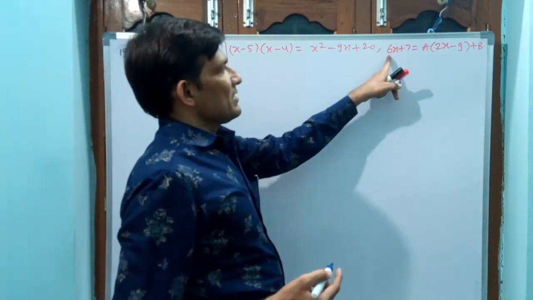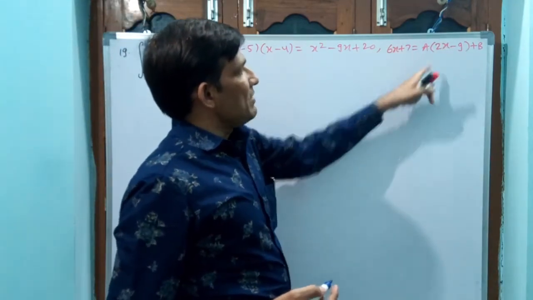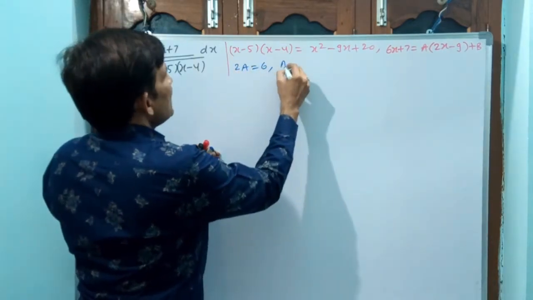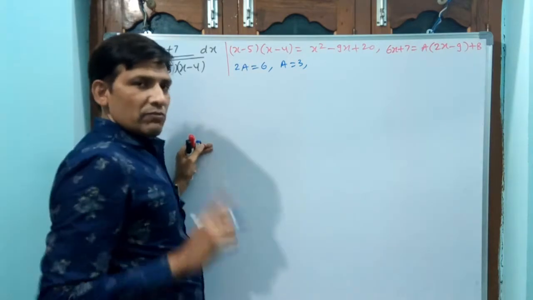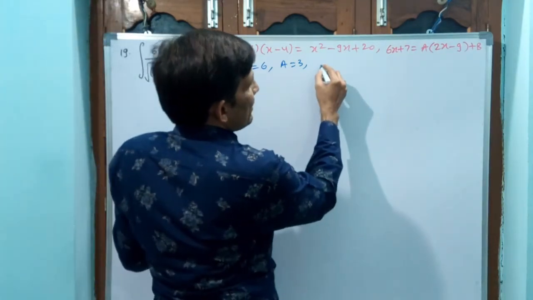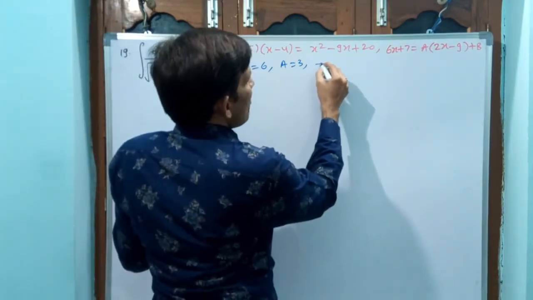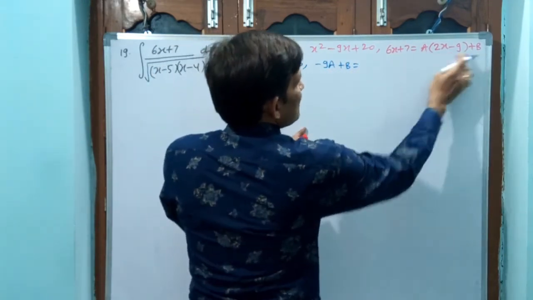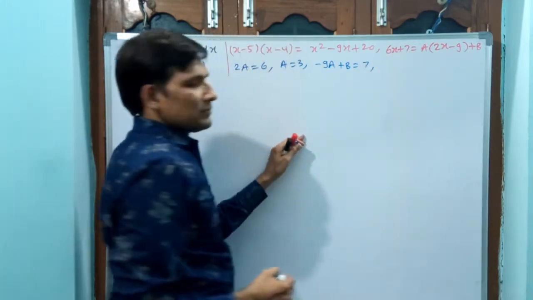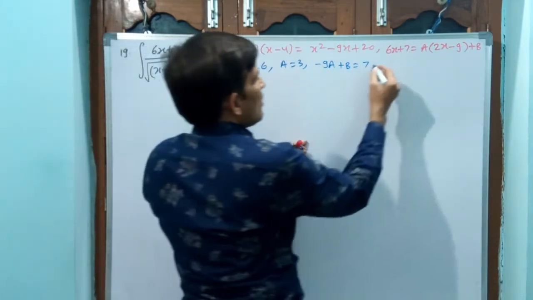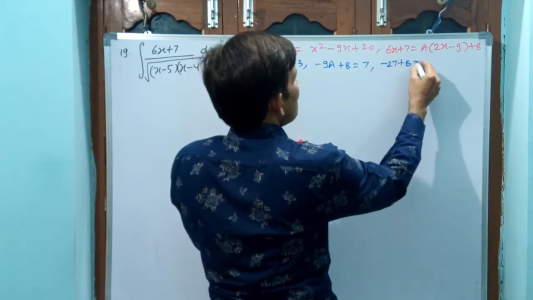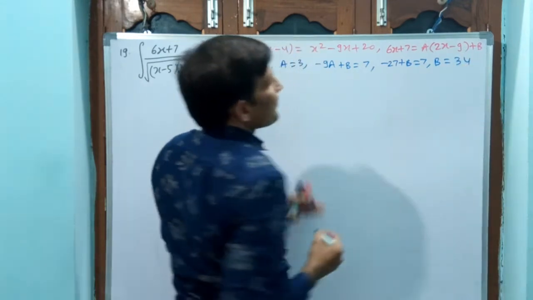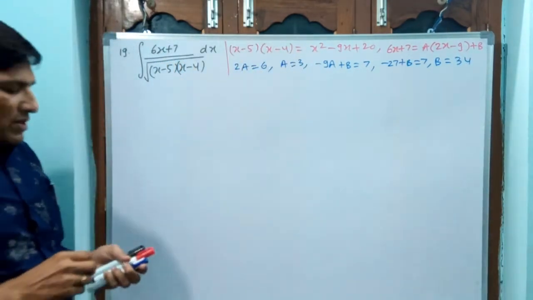Now equate coefficients of the x term and constant. The x term here has coefficient 6, but here for the x term 2a will be the coefficient. That means 2a is equal to 6, then a will be 3. A has come. Now go for b. Minus 9a plus b is equal to the constant 7. Here you have a as 3, that means minus 27 plus b is equal to 7, or else b is equal to 27 plus 7, 34. Okay. A and b you have got.